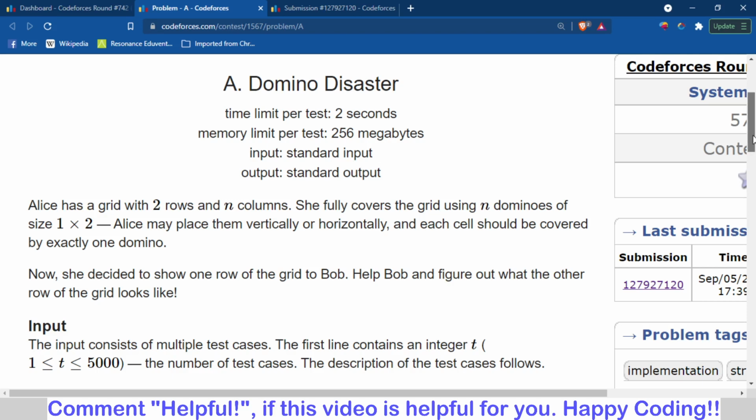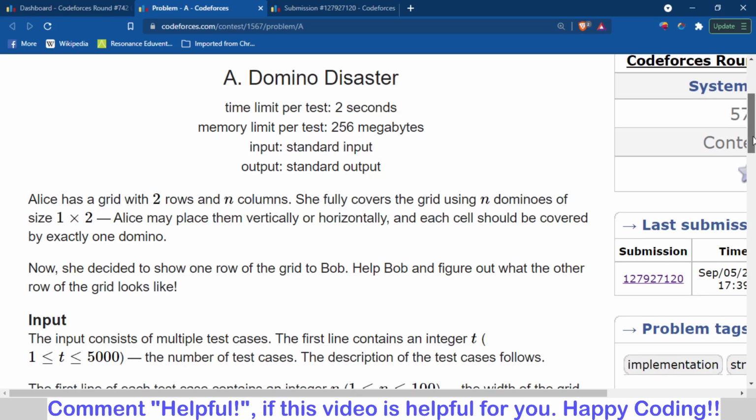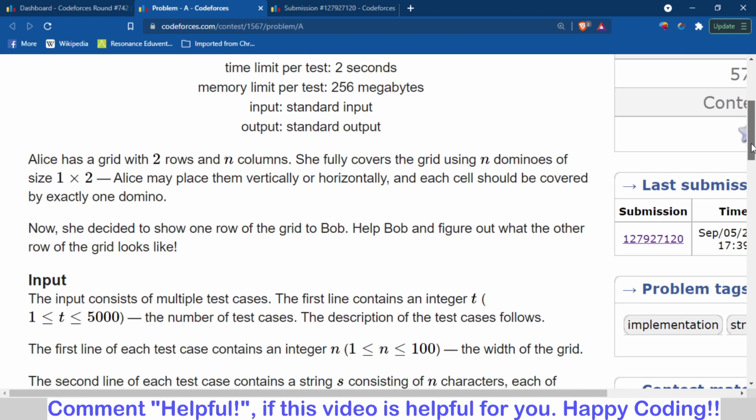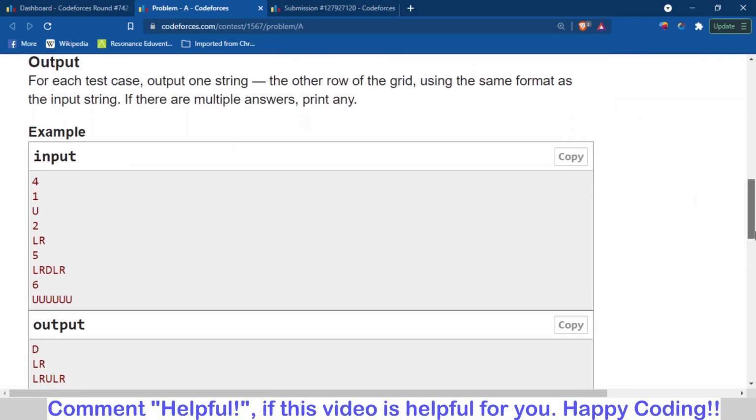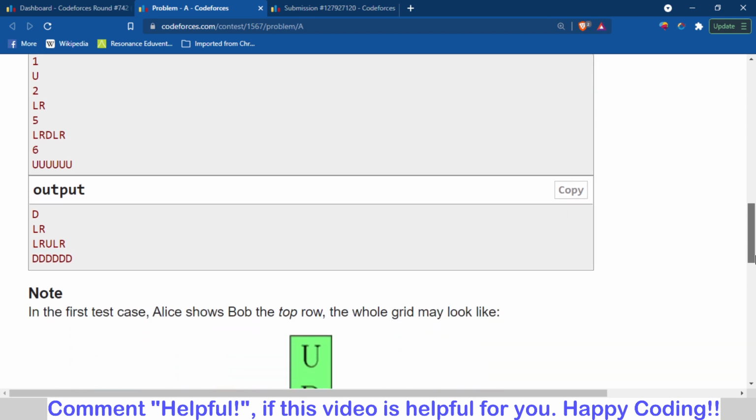Basically, there is a grid of 2 rows and n columns, and there are some tiles of size 1 by 2. It means that n tiles are required to be placed in that grid. You are given the arrangement of the tiles in the first row, and you have to output the arrangement of the tiles in the second row.